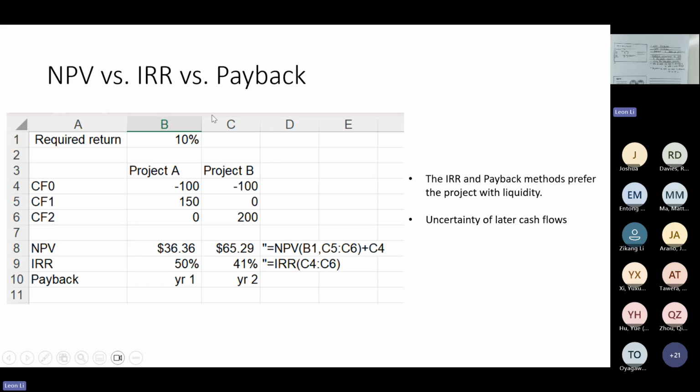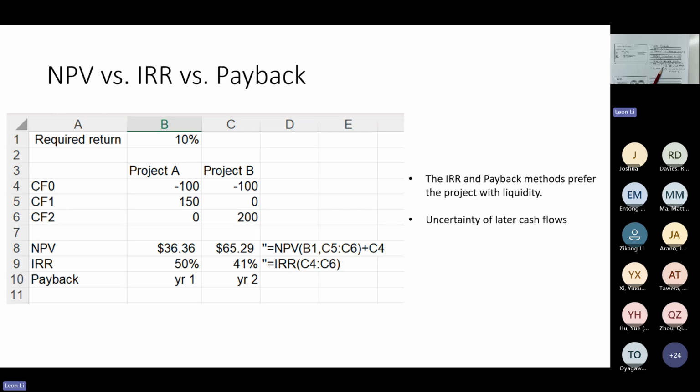Based on NPV, you choose project B, because of the higher NPV. But based on IRR, you will choose project A. Payback, you will choose project A again because project A's payback period is shorter. Then I will ask students to explain the advantage of IRR and payback against NPV, using the calculated result. So this is my way to answer this question.